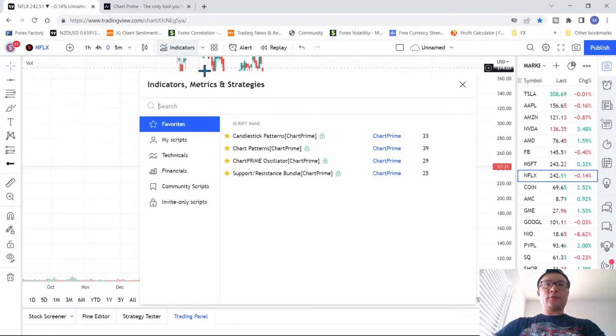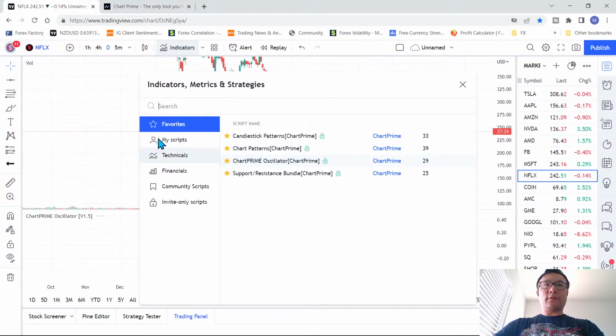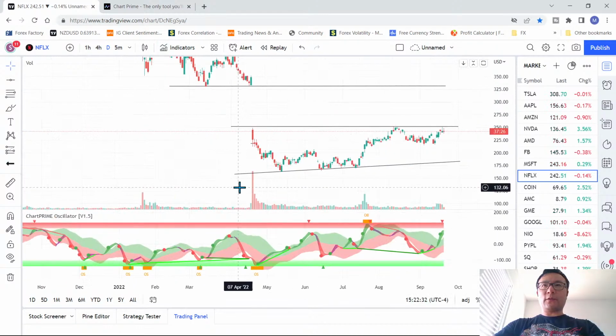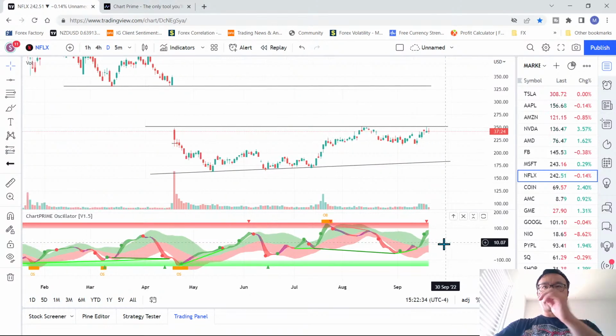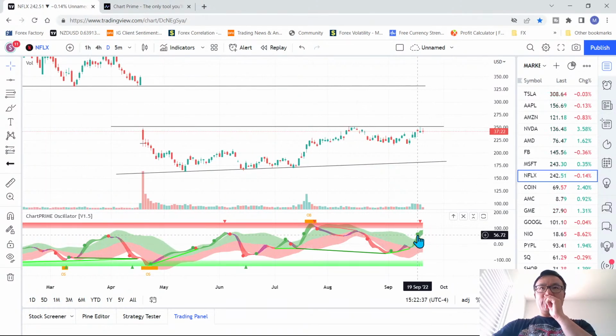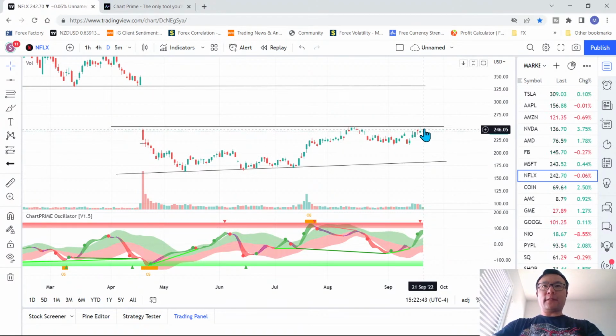Now I'm going to use the Chart Prime indicators oscillator. Give me some suggestions. What's going on? Yes, there we go. The green reversal, probably right here to the upside. And let's see if it does have the momentum to push higher.